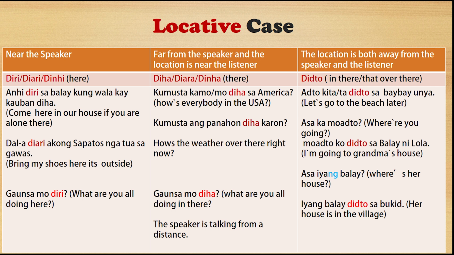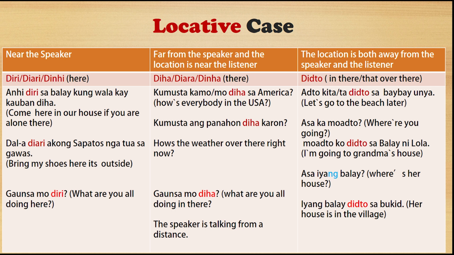So move on from this, far from the speaker, and the location is near the listener. So we have diha or dira, dinha, there. So our example sentence, kumusta kamo diha sa Amerika? So how's everybody in the USA? So kamo, something like everybody as well.